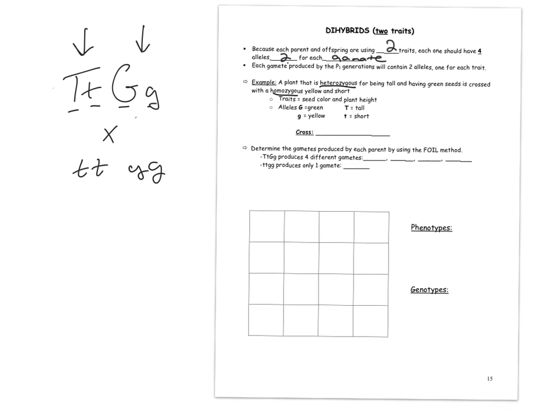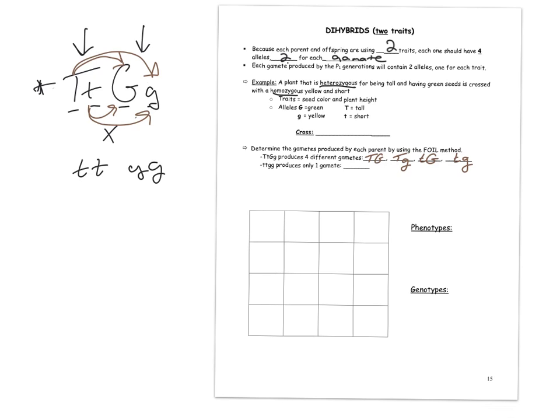Now you have to determine the gametes produced for each parent by using the FOIL method. And you know FOIL from math. First, there are four different possible gametes that this heterozygous parent can make. The first is a big T and a big G. The next possibility is big T with little g. The next, you get little t and big G. And the last possibility, you get little t, little g.